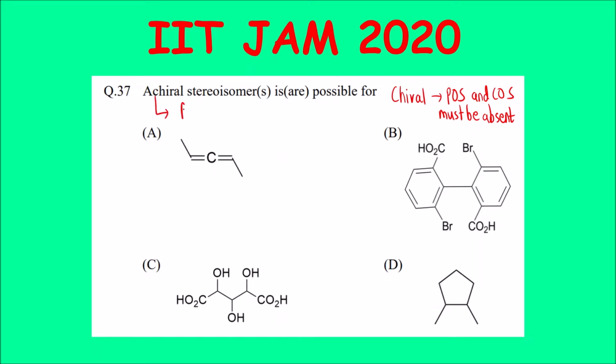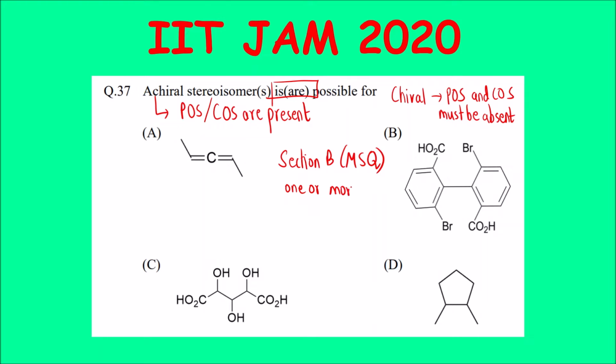Achiral means where plane of symmetry or center of symmetry are present. The question says "is or are", which means this is asked from section B. It is a multiple select question, MSQ type of section, which means one or more than one answers are correct. More than one option can be correct.